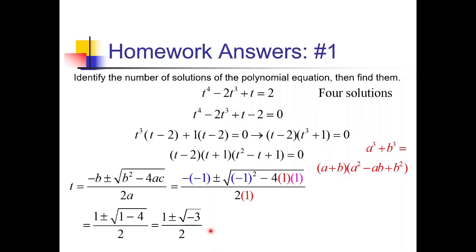And just one more little step to simplify that. I can take that negative out as an i. So we have 1 plus or minus i radical 3 all over 2.